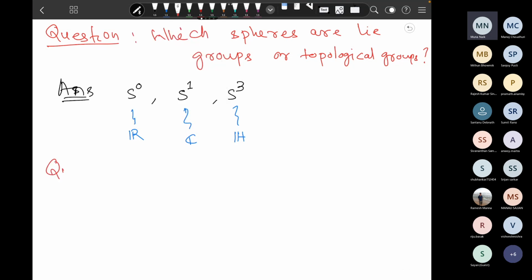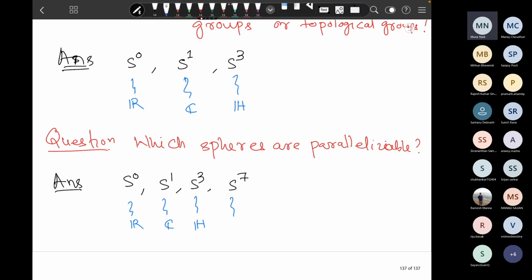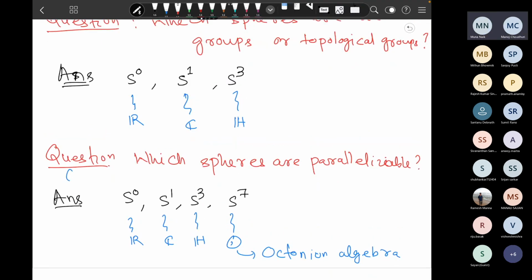There is another important question people ask: which spheres are parallelizable? The answer is S0, S1, S3 and S7. As I said, these are related to R, C, H, and S7 is really related to something called the octonion algebra, or Cayley algebra. Topological groups are also only these three. Parallelizable means which spheres have trivial tangent bundle.